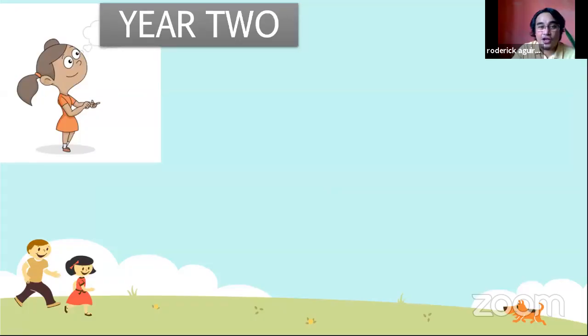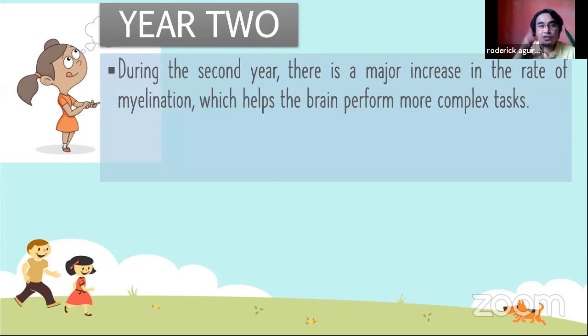All right, continue. During the second year, there is a major increase in the rate of myelination, which helps the brain perform more complex tasks. Dumadami. So ito po yung year na dapat marami po tayong inuutos sa mga bata. Pero yung utos lang po na medyo kayang-kaya po niya. Halimbawa, yung pagbalik ng kanyang mga toys, pag-toothbrush. So these are what we call the years where, you know, it's easy for kids to learn self-help skills. Kung saan iihi, saan magpupupo, and so on and so forth.